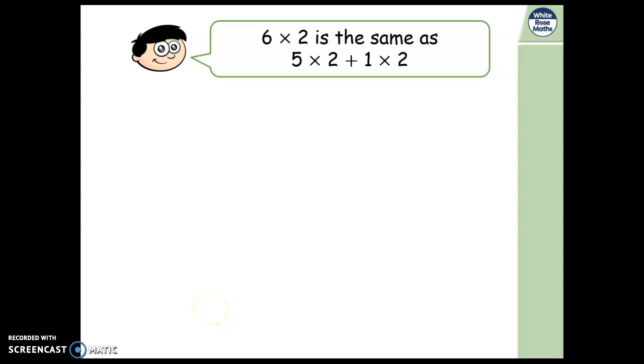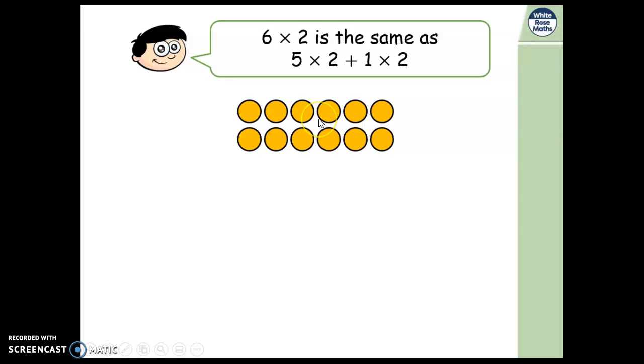Okay, so let's have a look at this worded problem. So 6 times 2 is the same as 5 times 2 add 1 times 2. So we've got 6 groups of 2 here. Then we've got here 5 groups of 2.